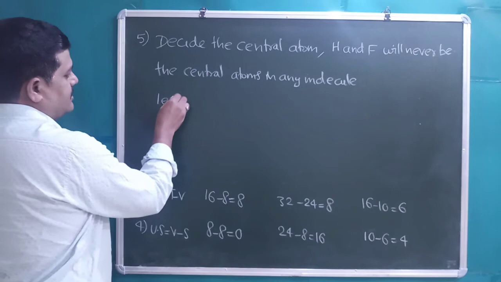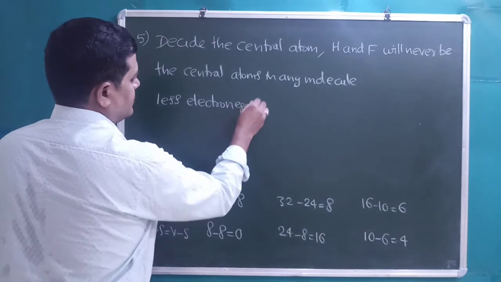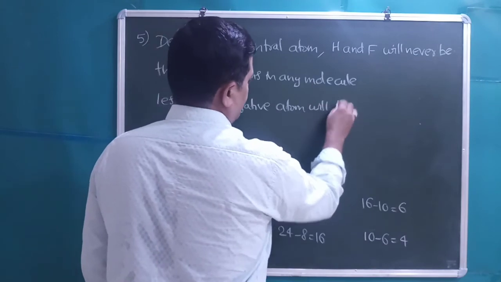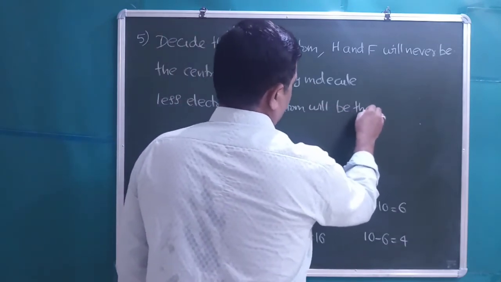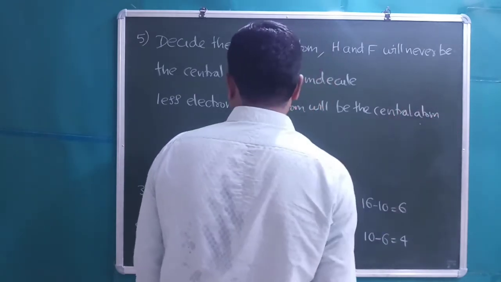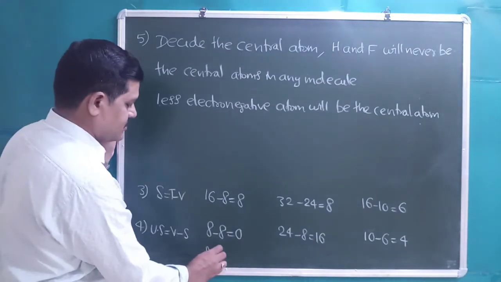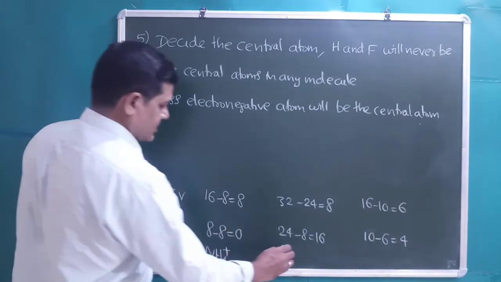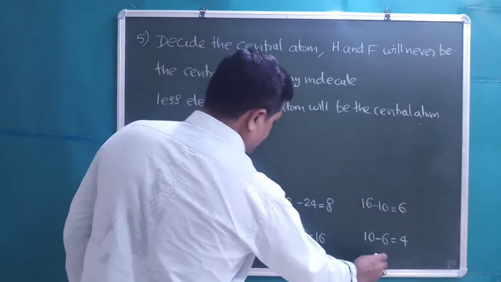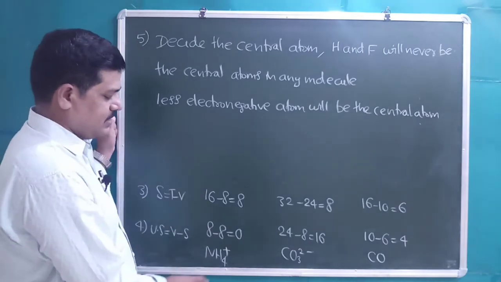Generally, the less electronegative atom will be the central atom, right? Students, this is what we have calculated for NH4 plus, this is for CO3 2 minus, and these shared and unshared electrons are for carbon monoxide, CO, right? Now let us write the structures here.